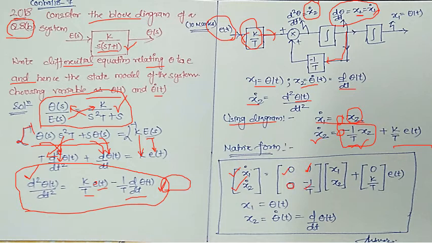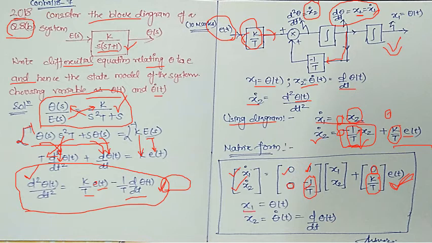For x2 the coefficient is minus 1 upon t, look at here in this equation, that is why you are getting this. Then you don't have any et term in the x1 dot equation, hence 0 is coming there, and then you have k by t coefficient for the et in the second equation, hence that is written here. Okay, so this block diagram and this matrix give the state space representation of the given system.